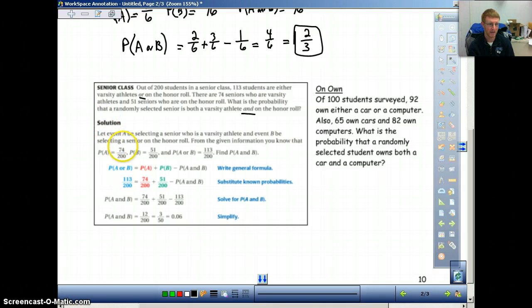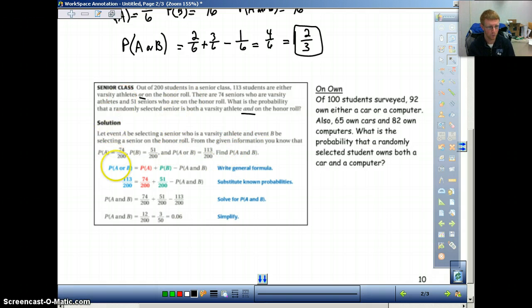So probability of A is just 74 out of 200. That's varsity athletes. Probability of B, which is honor roll, is just 51 out of 200. That should be easy. Total students and the number of students that are there. But now the probability of A or B is what we're given. That's 113 over 200. So now it wants us to find the probability of both.